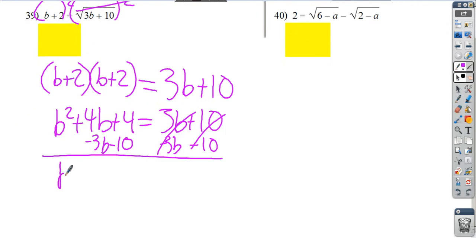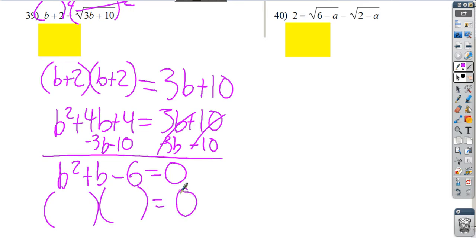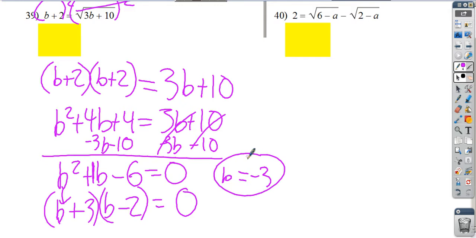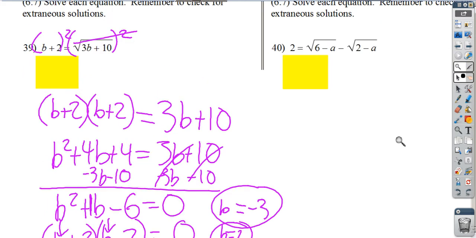Hopefully it will factor, so we'll get b squared. 4b minus 3b is 1b, and 4 minus 10 is negative 6, and that does factor. You want numbers that multiply to negative 6 and add to 1, because that's a 1b. If it multiplies to a negative, one is positive and one is negative, and it'll be positive 3, negative 2. So b would have to be negative 3 to make that 0, and b would have to be 2 to make that 0. But again, we have to check to see if there's an extraneous solution, because we don't know that both of those will work. So let's start by checking negative 3.